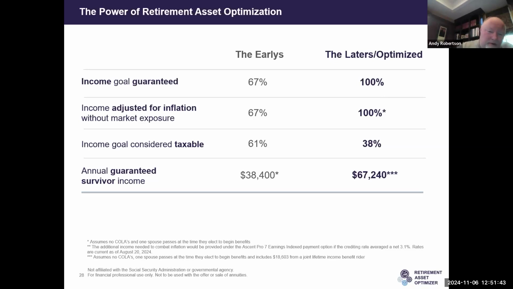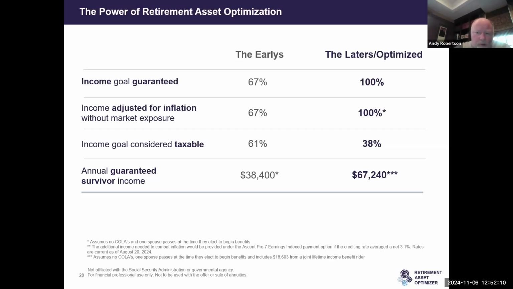We took them from having 61% of the income considered taxable to 38% before standard deductions. And the minimum annual guaranteed survivor income went from 38.4 to 67,240. How much more capital would you have to have at the death of the first spouse to match the minimum increase, the 67,240 over the 38.4? Again, that assumes no cost of living adjustments on the annuity income or Social Security.